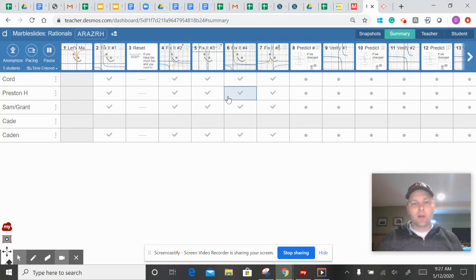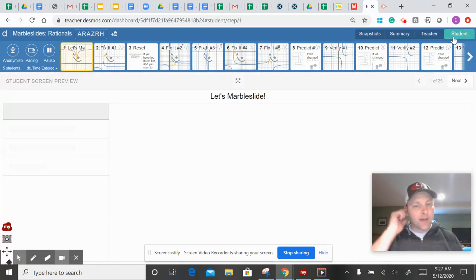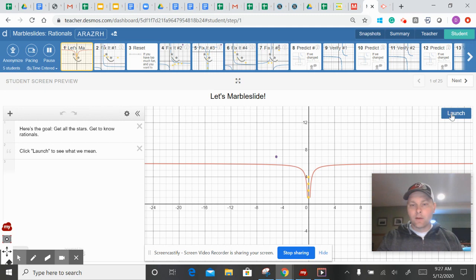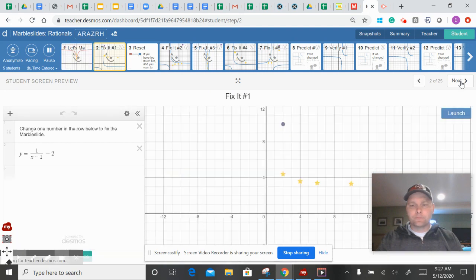Okay, so when you get in, you can just type in your first and last name. You don't have to sign in with Google or anything like that. And what it'll look like is this right here. So we're doing a student preview here. The first slide is already set up for you. Let's go to the next one here.